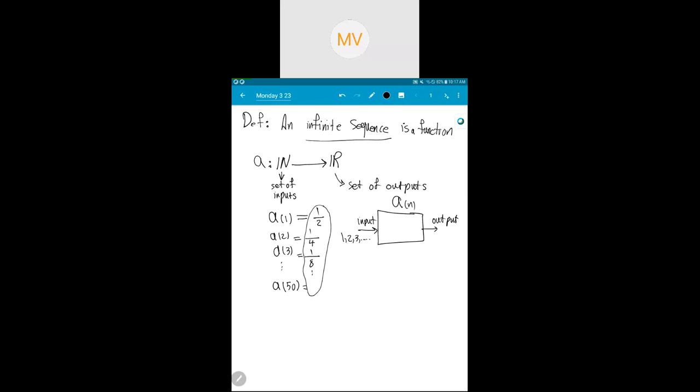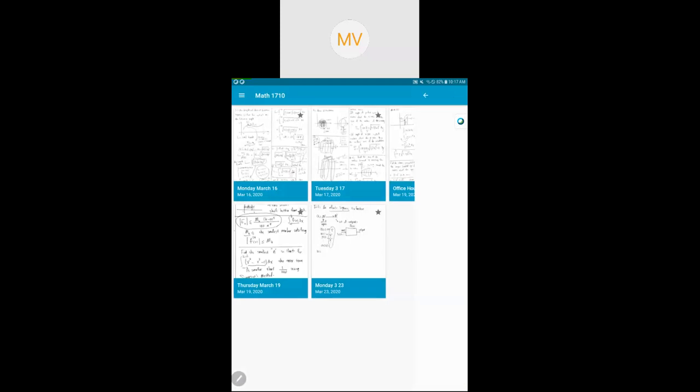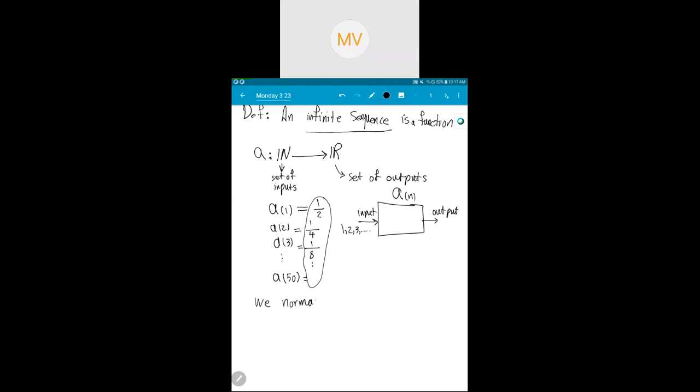So, the definition: an infinite sequence is a function A from natural numbers to R. Okay, and let me finish this way. We normally write A of n this way, A sub n. So notation wise, these two have the same meaning. I mean, of course, symbols are different. This is an index of A, and here n is written as an input of A, but they have the same meaning.